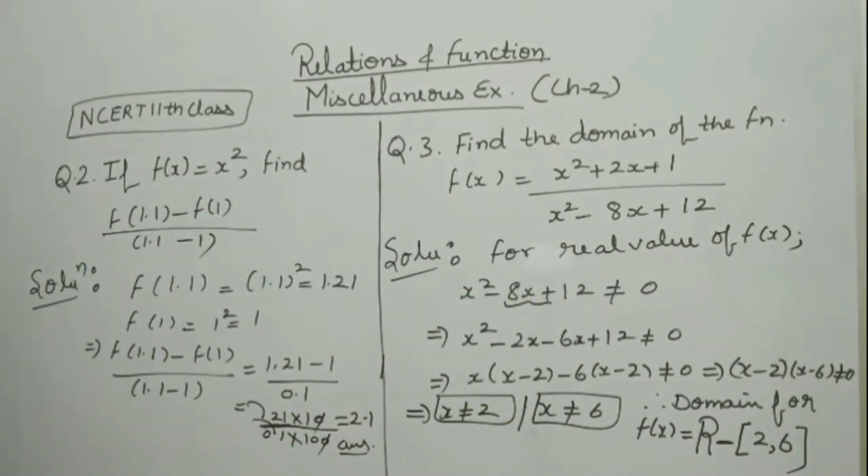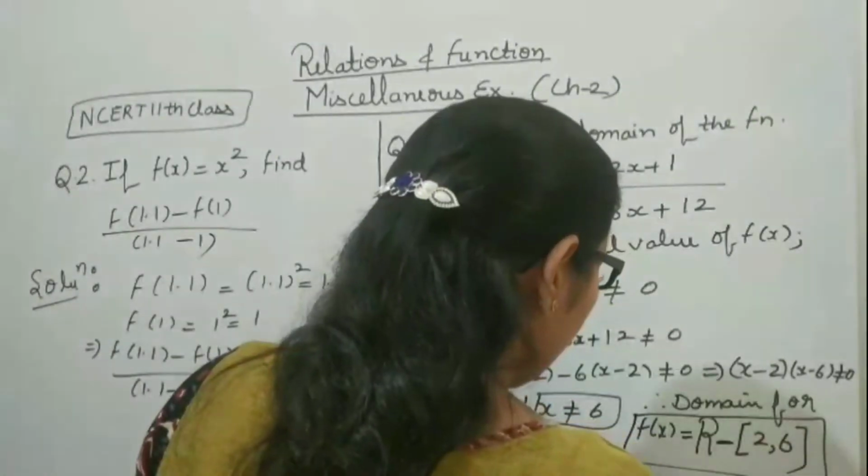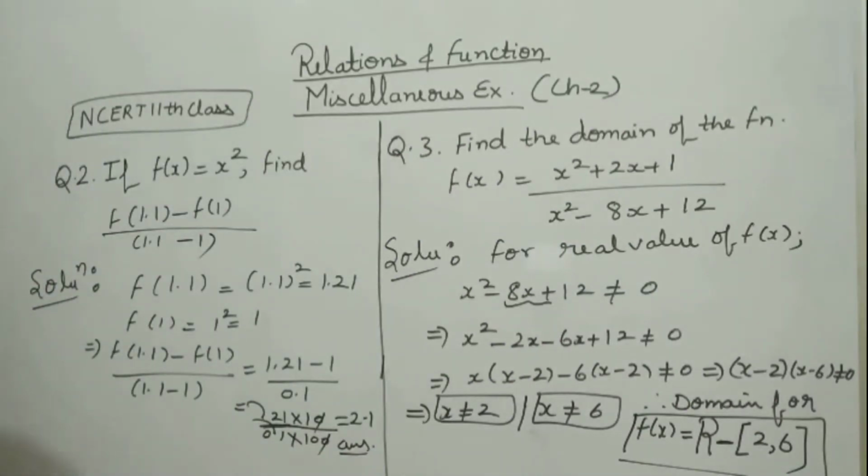Okay, R minus {2, 6}, which means from the real values we subtract the values x equals 2 and 6, then that will be your domain for this function. So this is the complete solution of your question number 3. Clear? Now start with question number 4.